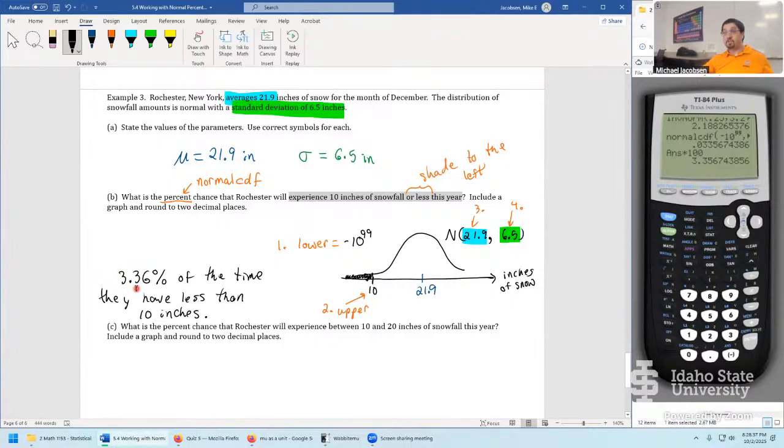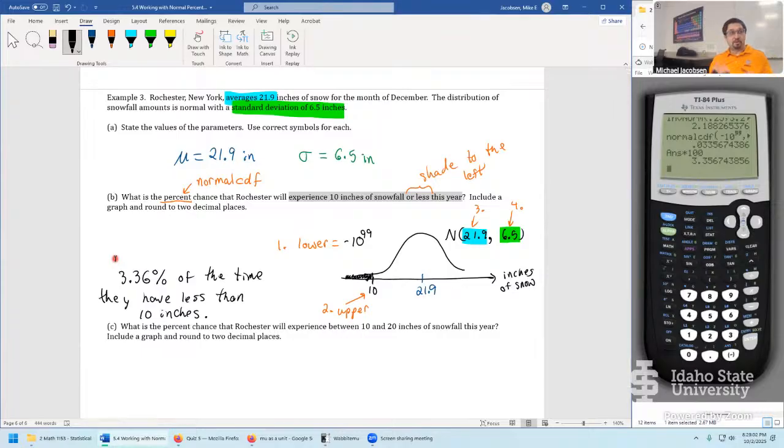The 3.36% is the whole answer to this. But sometimes just writing down the statement forces you to think, is that reasonable? Does it even make sense? And yeah, that does seem about right. They get a heavy amount of snow, and even though the standard deviation is large, even on our graph, that looks like a small value. So I would say that looks pretty accurate for the context and what we actually drew as well.